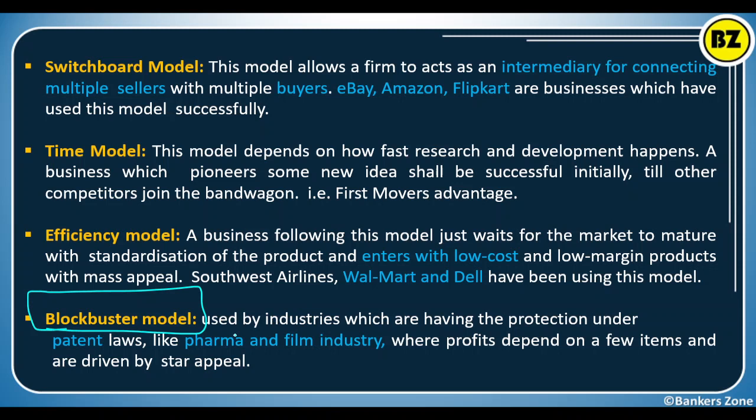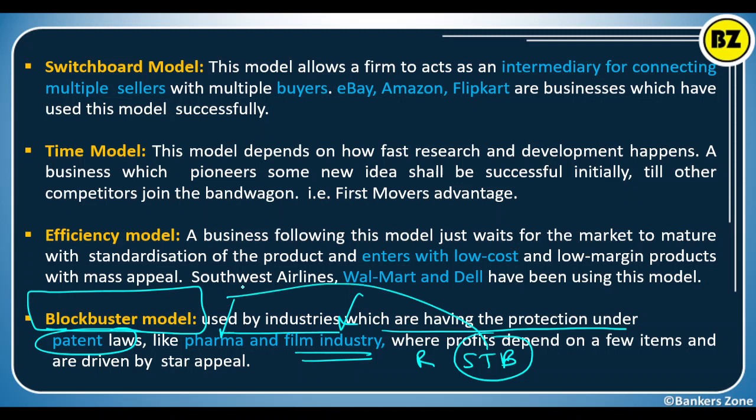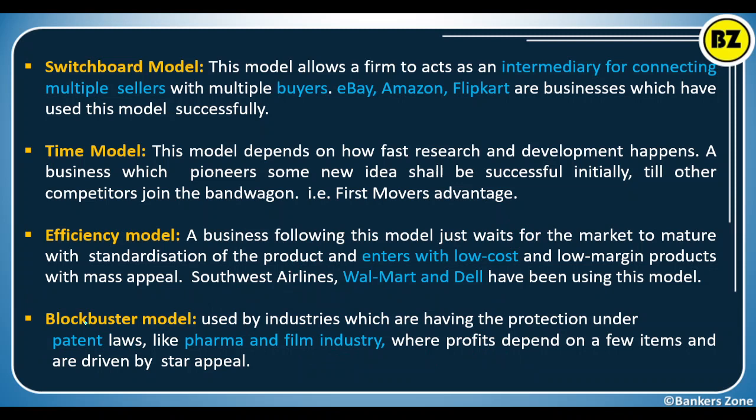Now the blockbuster model. The blockbuster model is used by industries which have protection under patent law. So when there is a patent, you can refer to it as a blockbuster. For example, pharma companies or the film industry. For example, a film of Rajinikanth, Sivaji the Boss. They have their rights. So who will watch that? Obviously you need to buy a ticket, or watch it on some platform like Netflix or Amazon, where you have to pay a subscription fee. So this is the blockbuster model. There are some patents, some rights. Got it?